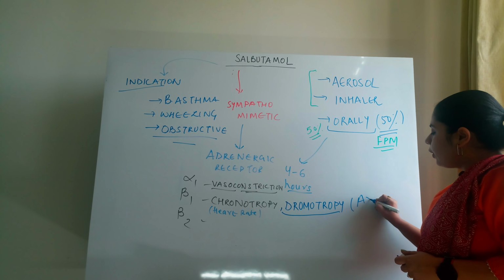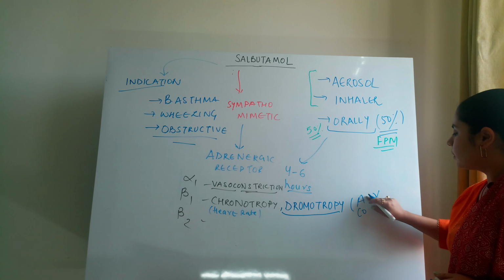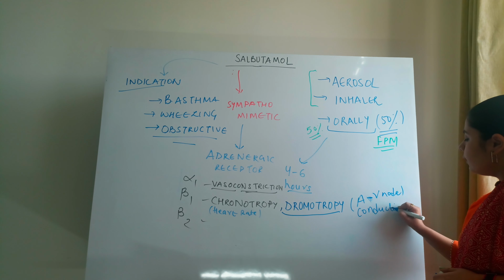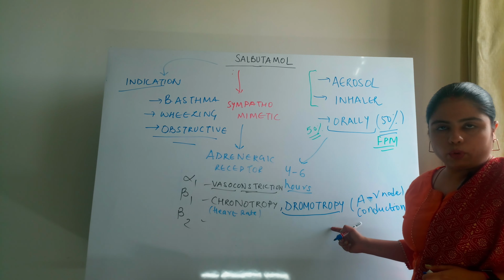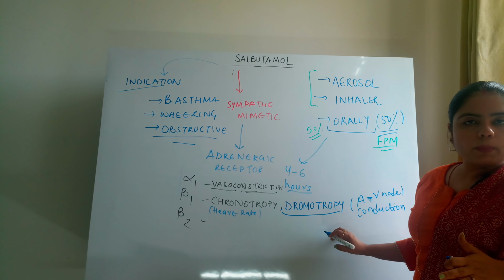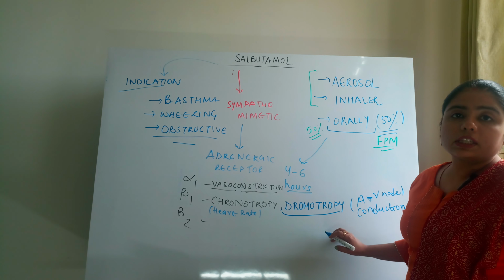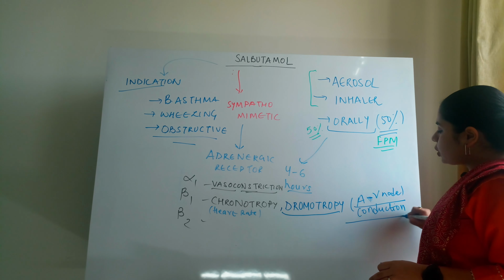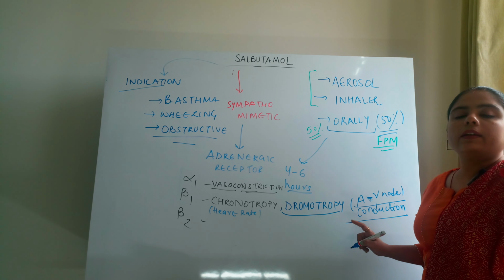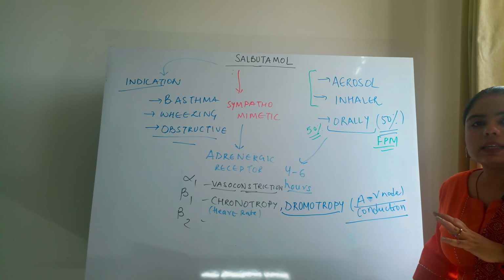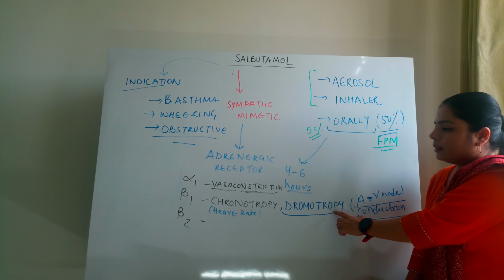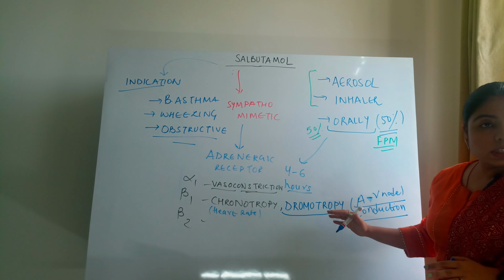Dromotropy is basically the atrioventricular conduction in the AV node. So when the conduction in the AV node is affected, that is called dromotropy. If a drug is causing a positive dromotropic action, that means the drug is responsible for increasing the conduction in the AV node. When the heartbeat is generating, the atria and ventricles are contracting and relaxing. When the AV conduction is stimulated, it is called positive dromotropy.